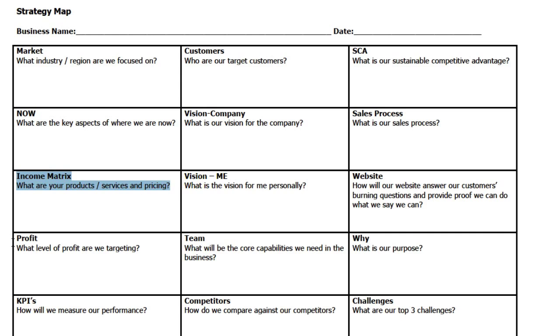Again, the profit, just remember that your business is there to serve you as well as your patients, and so you need to have a very good idea of where you're heading in the profit direction.